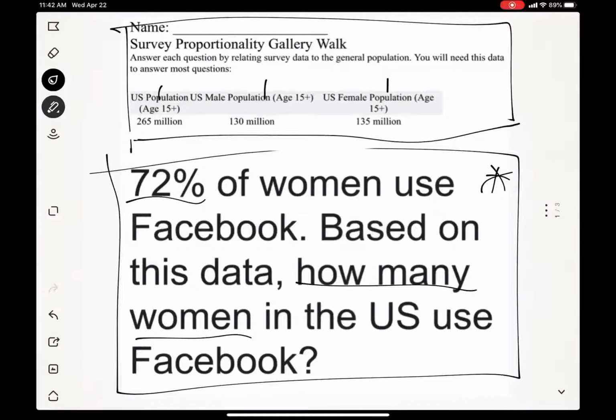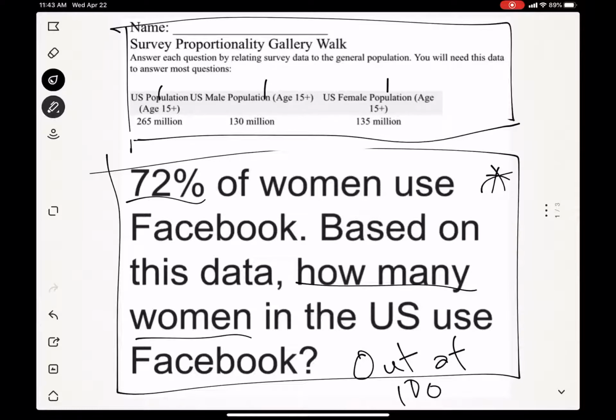When we're talking about percentage, just as a little bit of a review, it is out of 100. That is to say, I'm not saying that 72 women in the U.S. use Facebook. That's not nearly enough. I've probably got more than 72 women friends on my Facebook. So we know it's got to be more than the number 72. But it's saying that 72%, 72 out of every 100 women use Facebook.